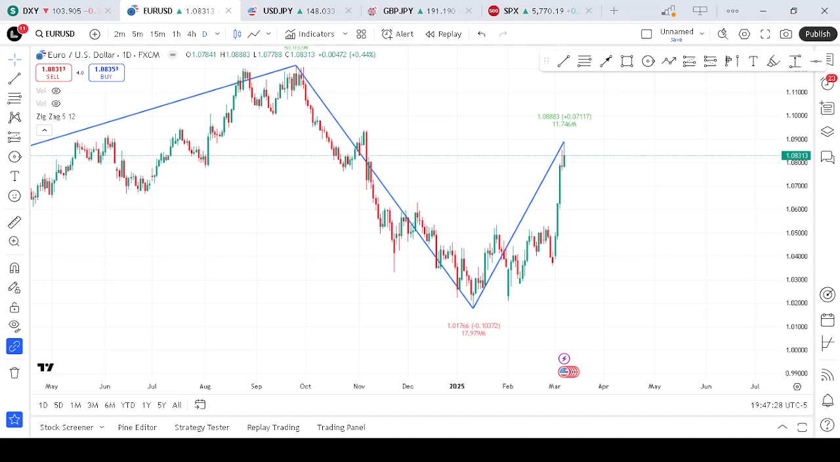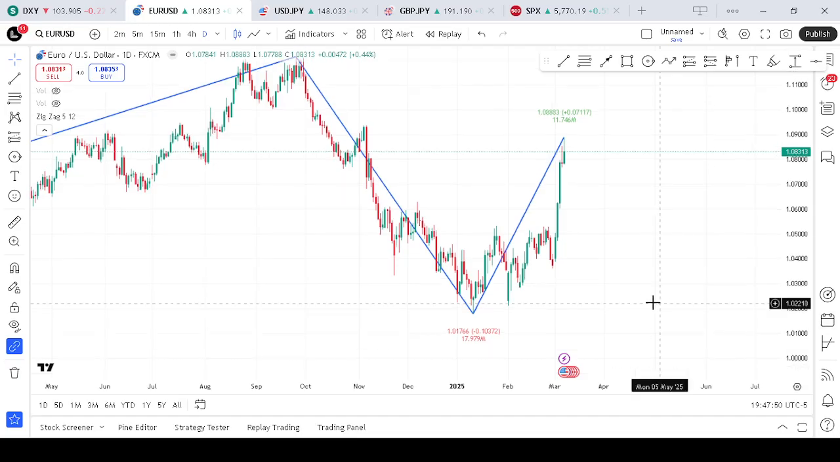Hello traders, welcome back to the Forex gig where we will dive deep into the tool that can help you make smarter trading decisions. In today's video, we are going to be talking about the Zigzag indicator and how to optimize its settings for maximum trading efficiency.